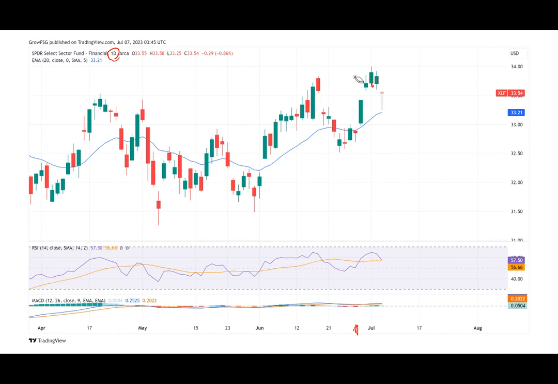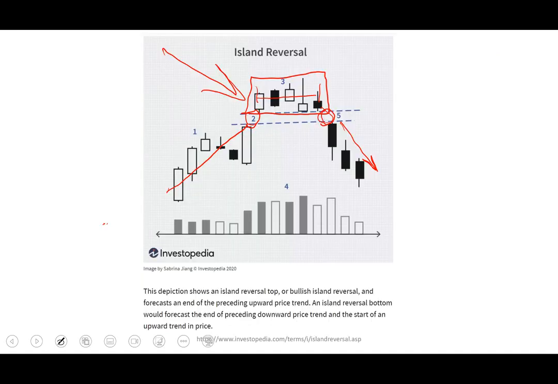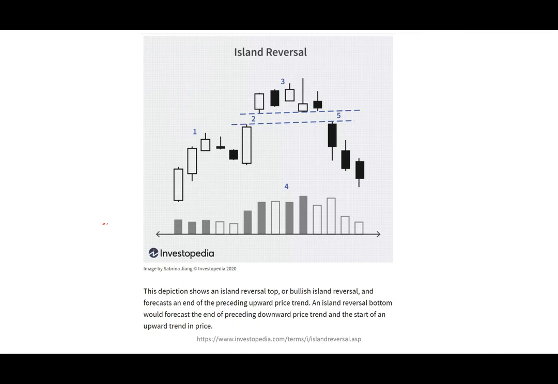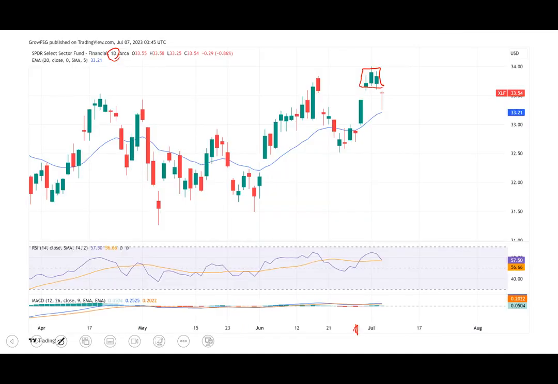So this is your bearish island reversal. Okay, it looks exactly the same as this. It was a great example, and it just happened to be very timely. So that's the XLF.